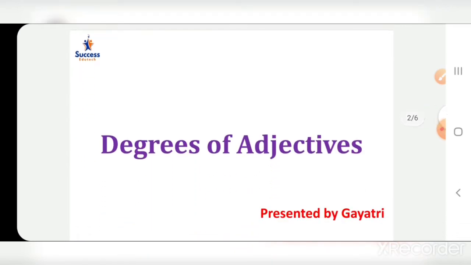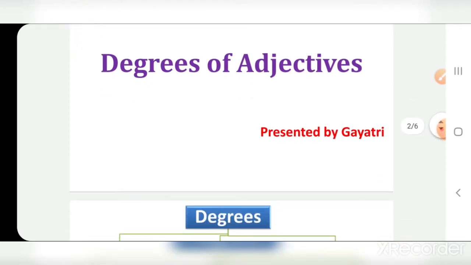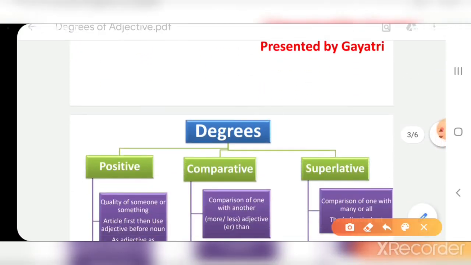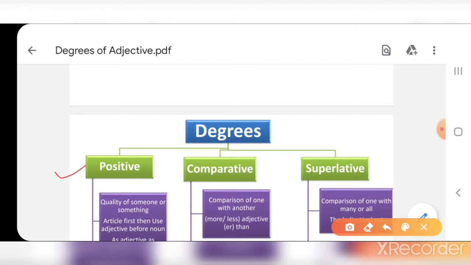In the previous video, we have learned what are adjectives. Today, we are going to learn the next stage, that is degrees of adjectives. Now, there are three degrees of adjectives. First, positive, then comparative and superlative. Let's learn the differences between these three.